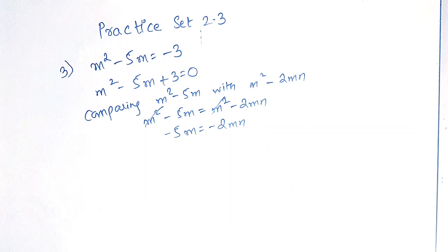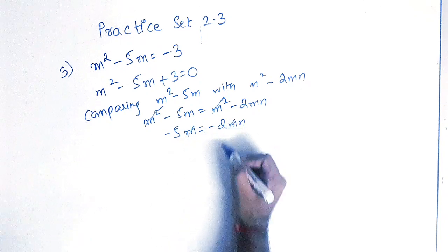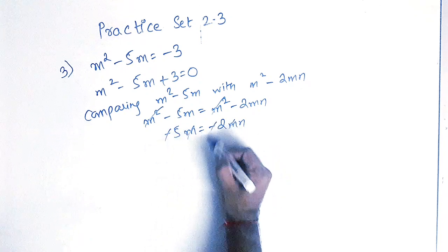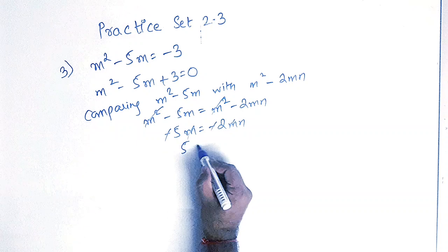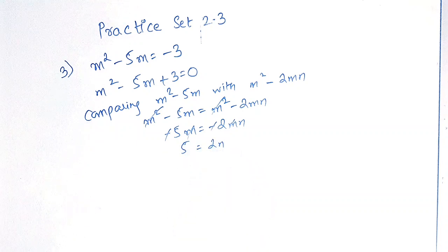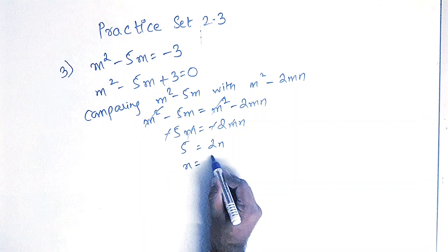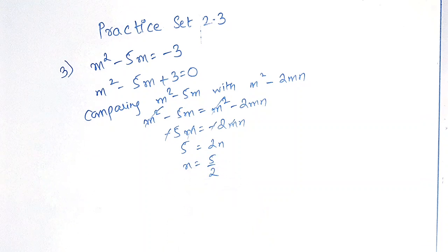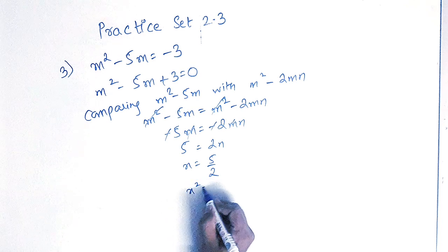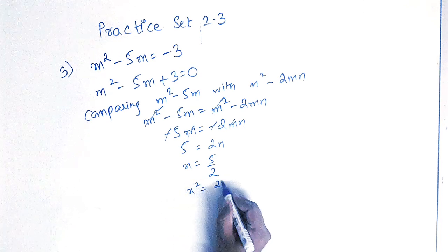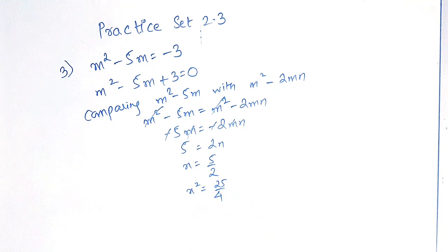Okay, now you can see m gets cancelled, minus minus also gets cancelled. What remains is 5 equals 2n, correct? Now 2 we will send there, it will become n equals 5 upon 2, correct? What about n square? n square will be equal to 25 by 4, correct? 5 upon 2 will become 25 by 4.